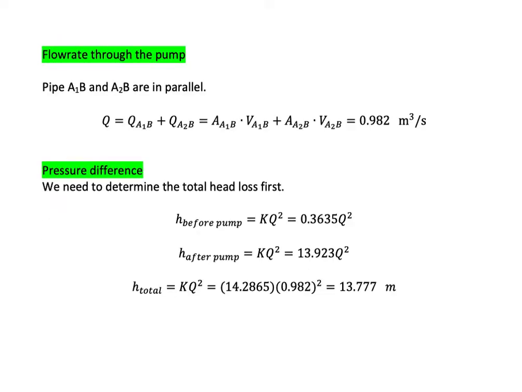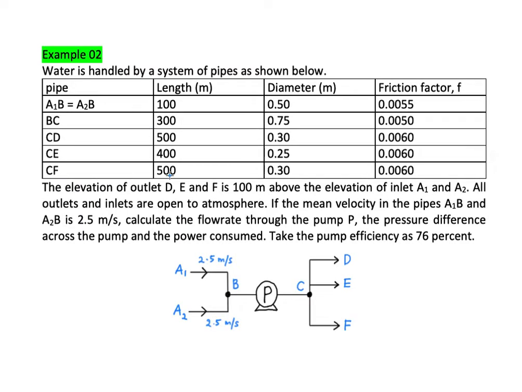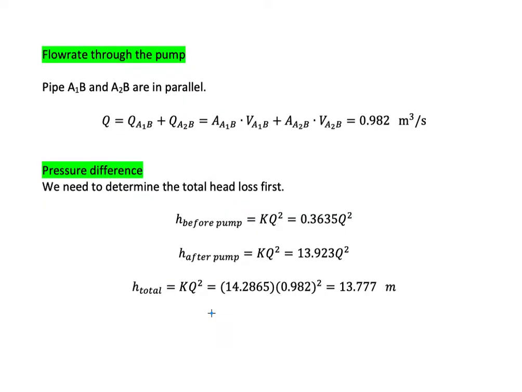So first we calculate the flow rate through the pump. We know that the pipes A1B and A2B are in parallel. So that means we need to add the flow rate for each pipe. We have a certain amount of flow rate here and another amount here. When the flow is merged at point B, we just add these two values. Because it has the same velocity, we could calculate by using the continuity equation, and then we get that the flow rate is equal to 0.982 meter cube per second.